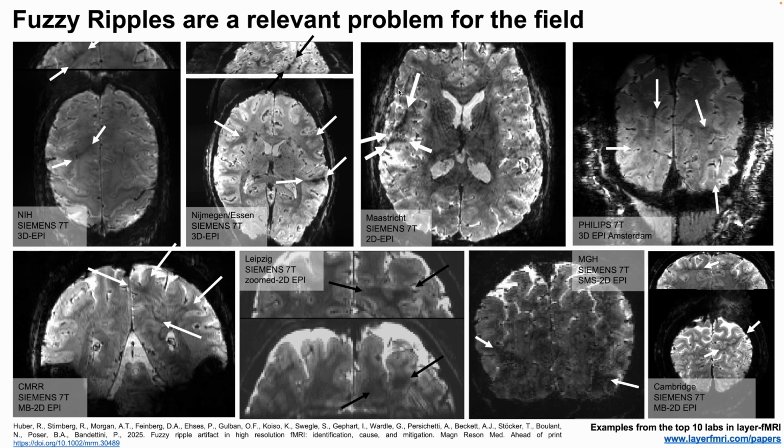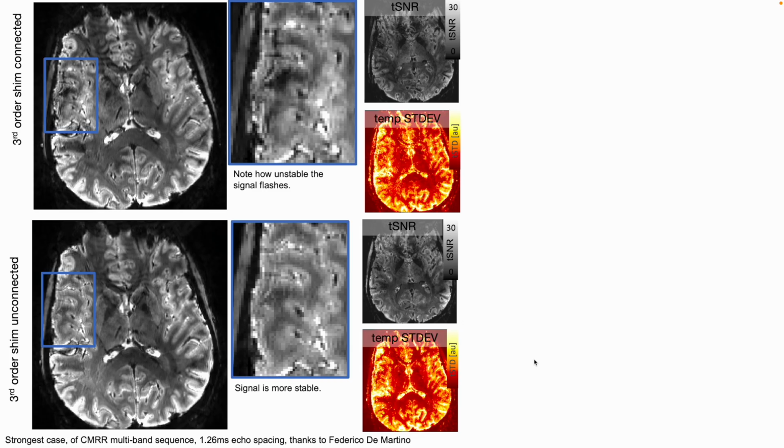It just means that you're not within the top 10 most publishing layer dependent fMRI labs, or you're one of those few labs that just don't publish their data. And these kind of fuzzy ripples from third order shims are not only affecting EPI images, but importantly, they also affect EPI stability. So of course, when you have less signal available, your TSNR is also lower.